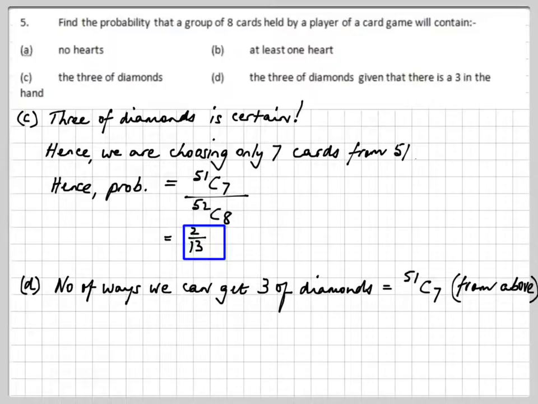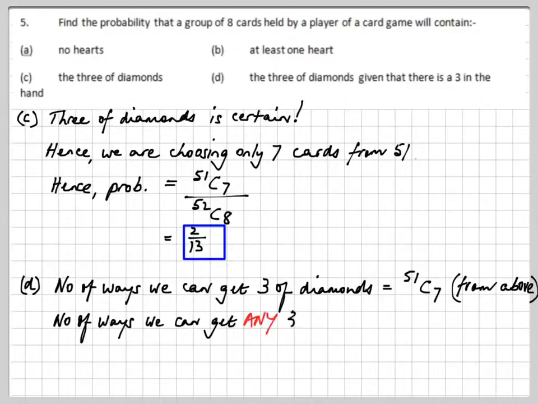So really, what we've got to do, guys, is work out the number of ways of getting the three of diamonds, which we've done, and divide it by the total number of ways of having a 3 in the hand of anything, because we know there's a 3 in the hand. So that narrows the field down considerably. So what I want to do now is work out the number of ways of getting a 3 of anything and divide by that. Okay, that's the deal.